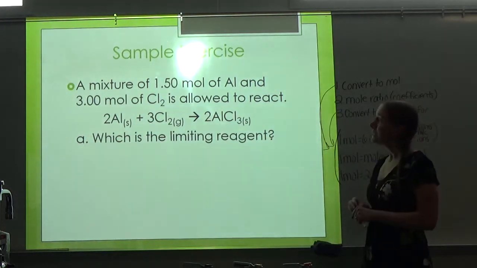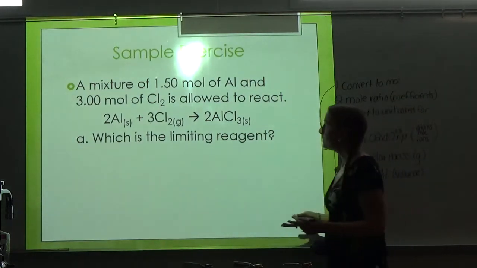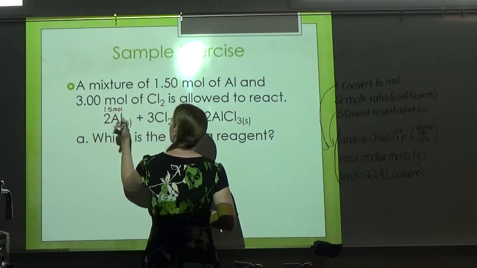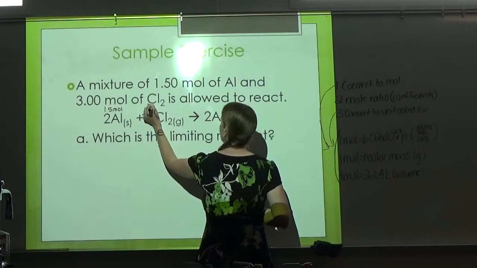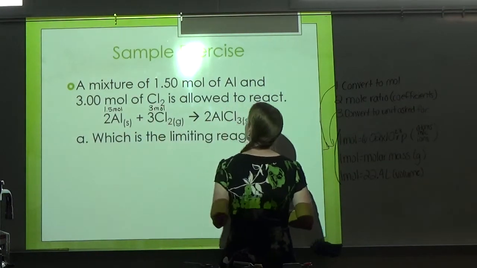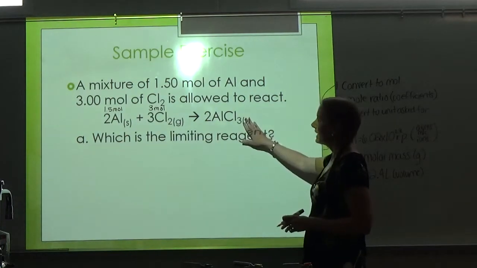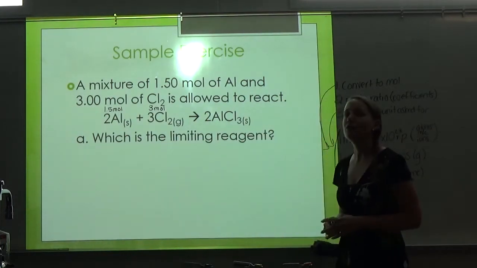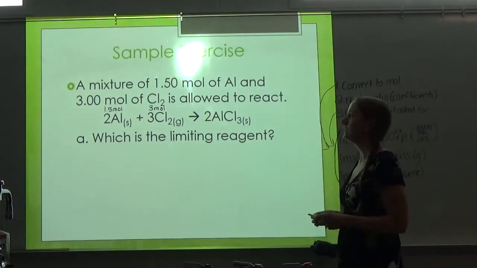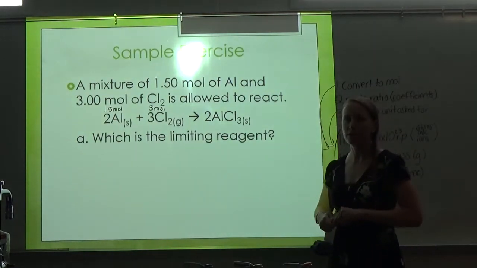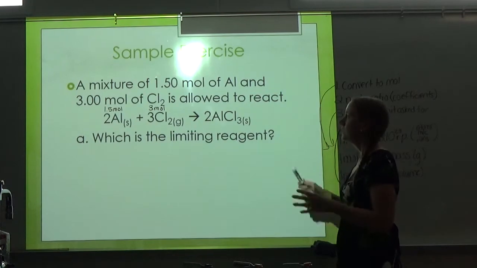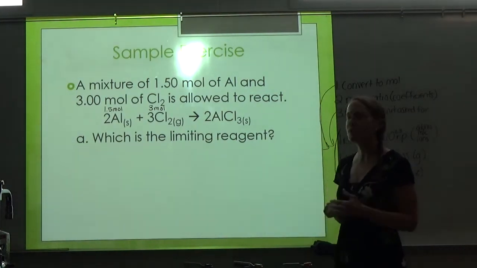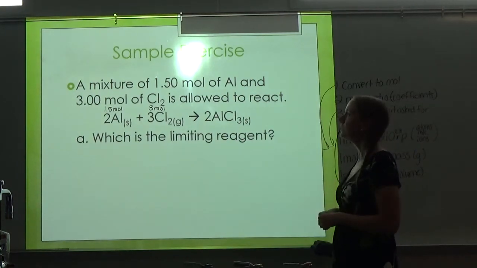So it says a mixture of 1.5 moles of aluminum and 3 moles of chlorine is allowed to react. Here's our reaction. Then it says, which is the limiting reagent? Now notice it doesn't actually tell me what we are trying to figure out. Are we trying to figure out grams? Are we trying to figure out molecules? What are we looking for here?